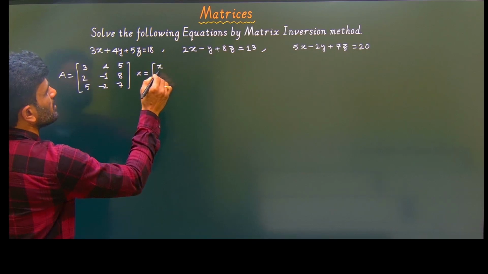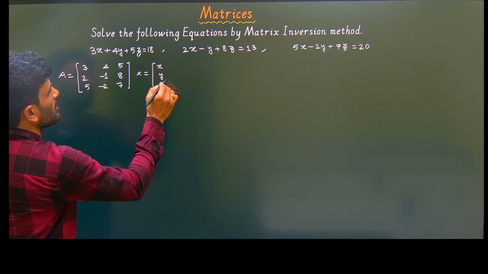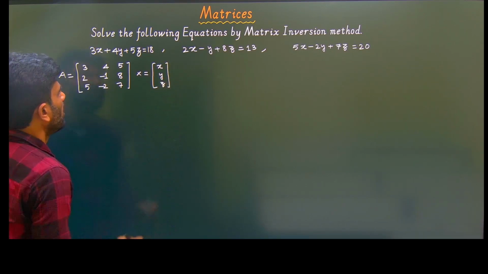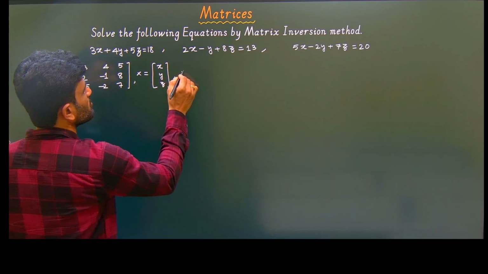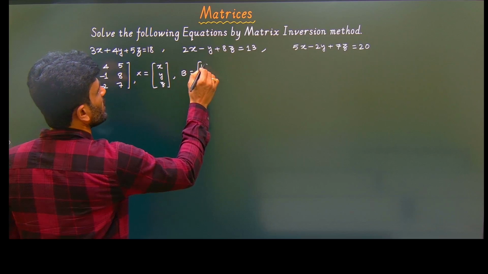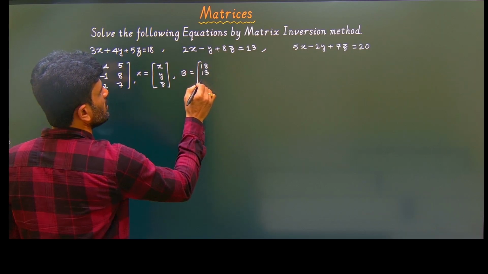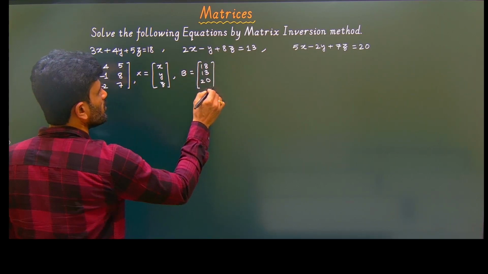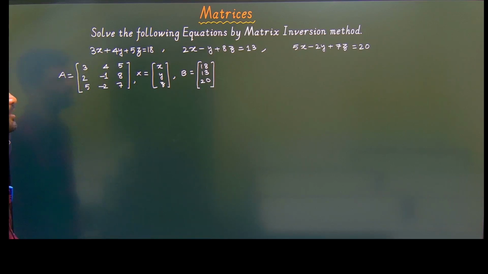Now next we write the variable matrix. In the variable matrix we write the variables x, y, z. It is a single column matrix. Next we write the constant matrix, that is B is equal to all the constants, we will write 18, 13, 20. We have written the constant matrix. So we converted all the given three equations into matrix format.